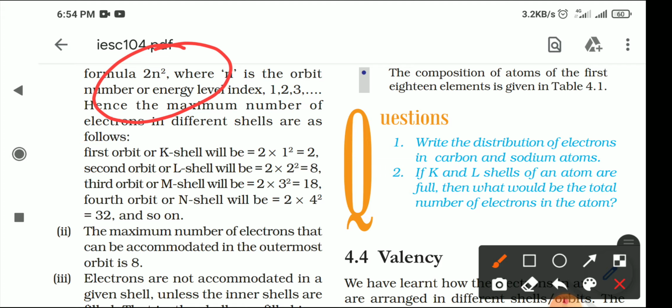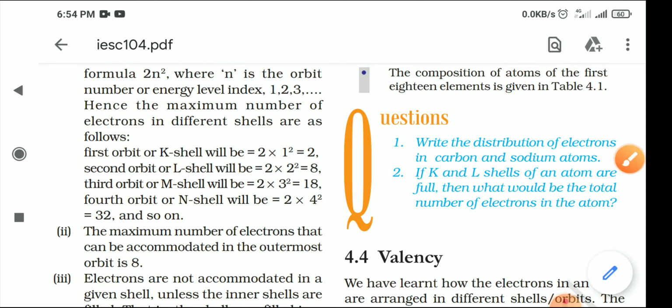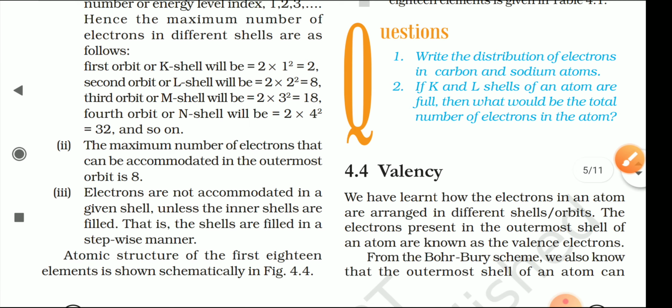In the first orbit, you can see that 2 electrons are there. In the second orbit, 8 electrons are there. In the third orbit, 18 electrons are there, and so on, we can calculate that. Now the second rule is a very important rule: the maximum number of electrons that can be accommodated in the outermost orbit is 8.